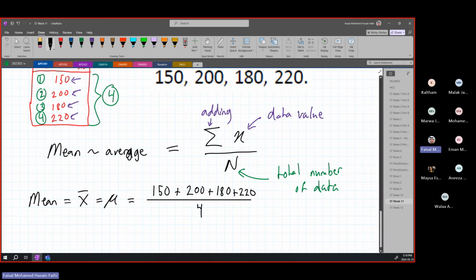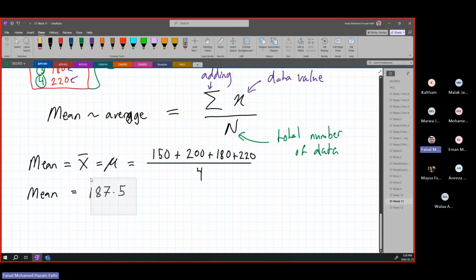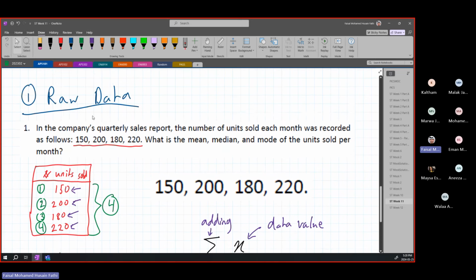Therefore, the mean is going to be equal to, putting this very quickly in the calculator, 150 plus 200 plus 180 plus 220 divided by 4, we get 187.5. This is the average number of units sold. The average number of units sold is 187.5 units. This is what is meant by the mean, and this is how you would calculate it for raw data.